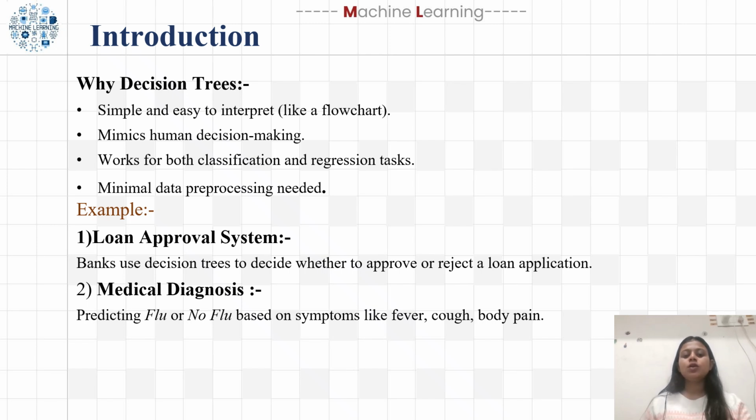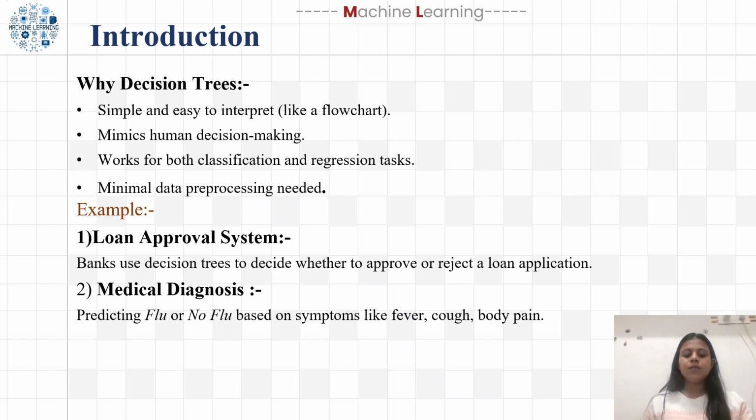Decision trees are one of the most popular algorithms in machine learning because they are simple and easy to interpret, just like a flowchart. They mimic human decision making. Another strength is that they can be used for classification tasks and regression tasks. Classification, like predicting whether an email is spam or not, and regression tasks like predicting house prices. They also require minimal processing of data compared to other algorithms like XGBoost or random forest.